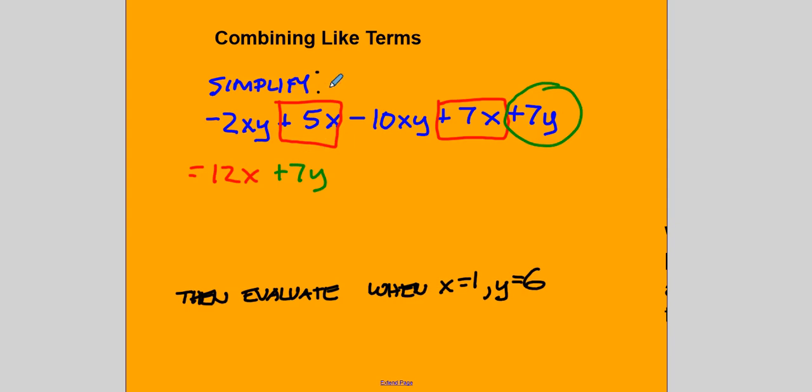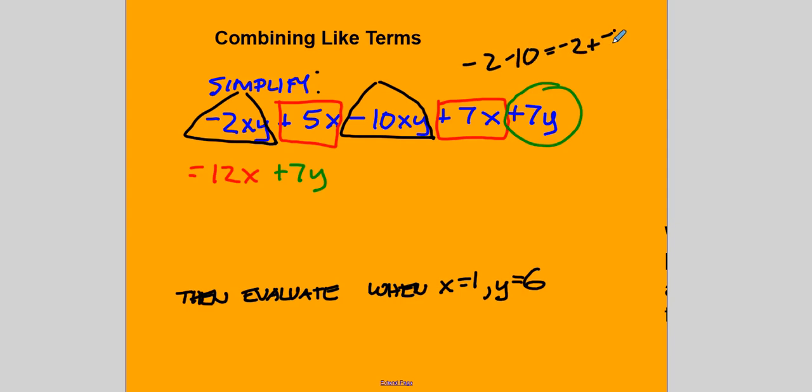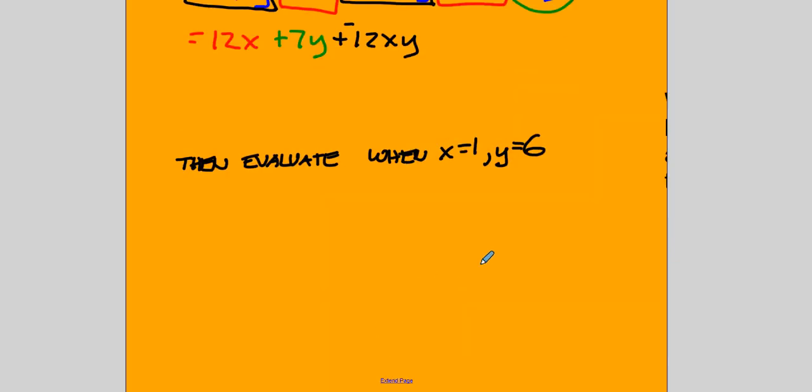Now how many xy's do I have? Well, I've got negative 2 xy's right there. I have negative 10 xy's right there. Negative 2 minus 10, those are all negatives, so negative 2 minus 10 is negative 2 plus negative 10. When you add all negatives, you get more negatives, so that's negative 12. So this is going to be minus 12xy. You could also write it like plus negative 12xy. Okay? So now let's evaluate that expression.